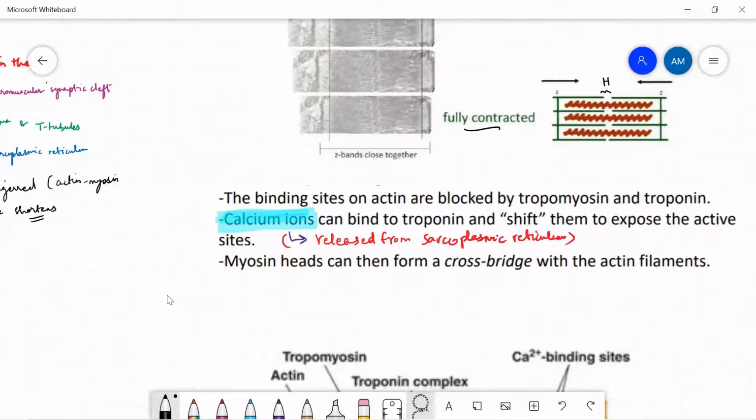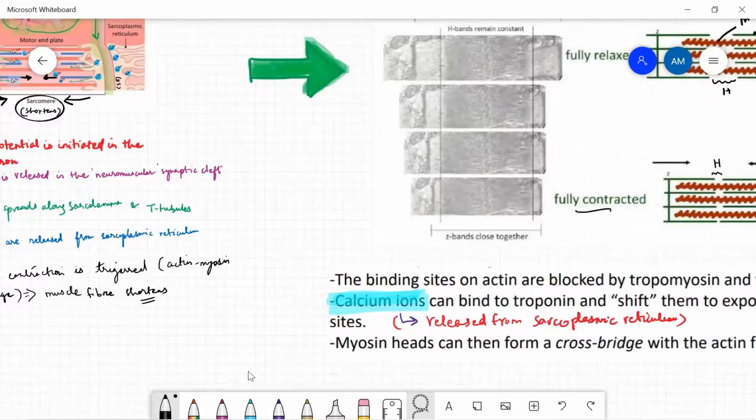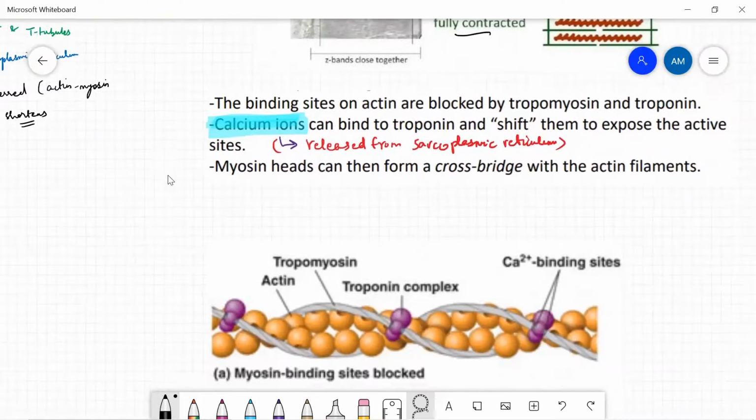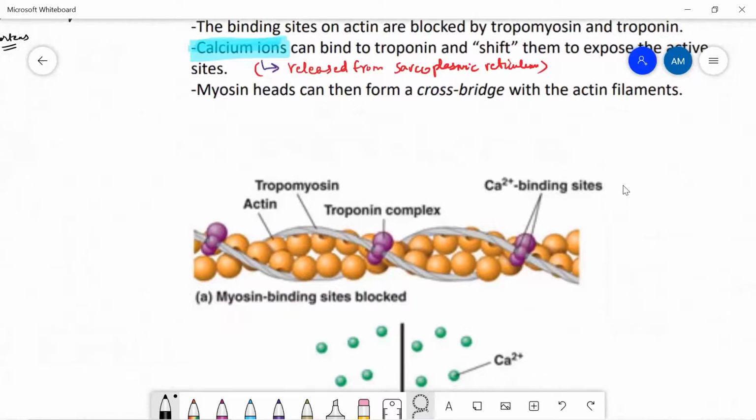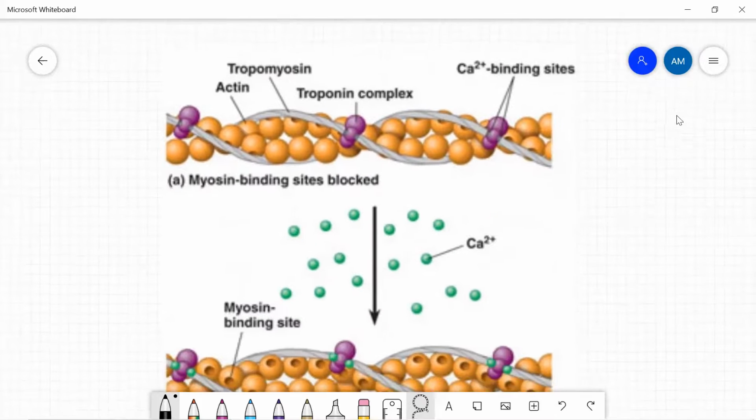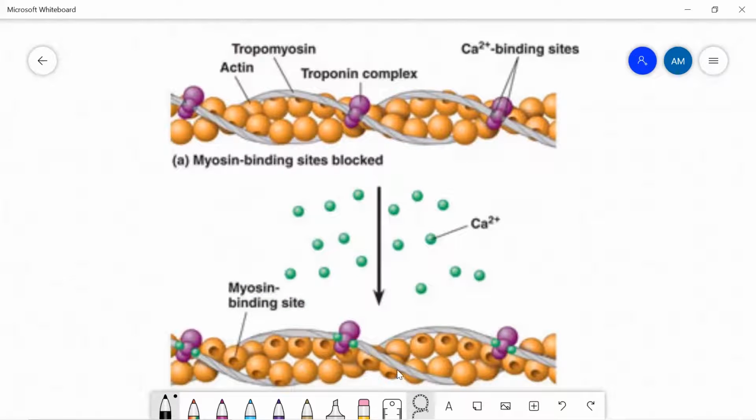Basically, once calcium ions are released from the sarcoplasmic reticulum that we saw over here, they will immediately go and bind to the troponin. The troponin, which was blocking the myosin binding sites, will now change its 3D conformation, and the tropomyosin-troponin complex will be pushed aside in such a manner that you can now see over here that the myosin binding sites are now exposed. How did they get exposed?